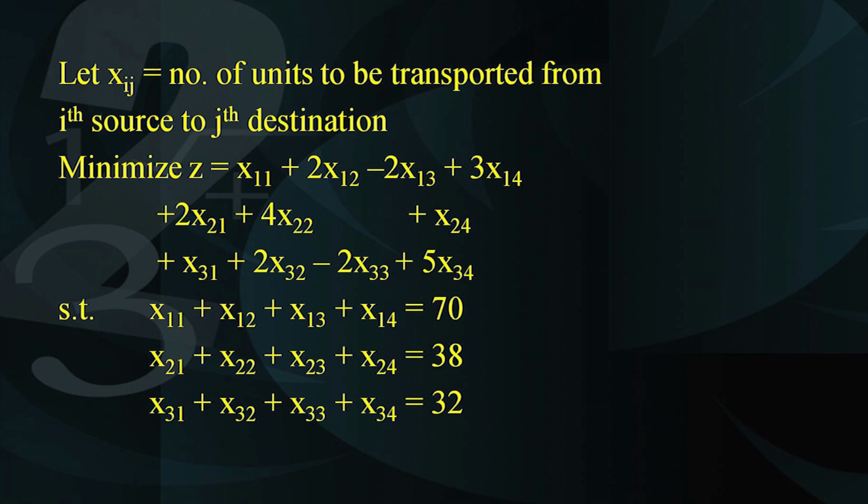x13 plus x14 is equal to 70. This is coming from the first row. So, here you look at this first row: 1, 2, minus 2, 3. These are the coefficients of x11, x12, x13, x14, and since the supply is 70, we need to restrict this first equation as x11 plus x12 plus x13 plus x14 is equal to 70, and in this way the other 2 equations corresponding to the other rows also come into existence.